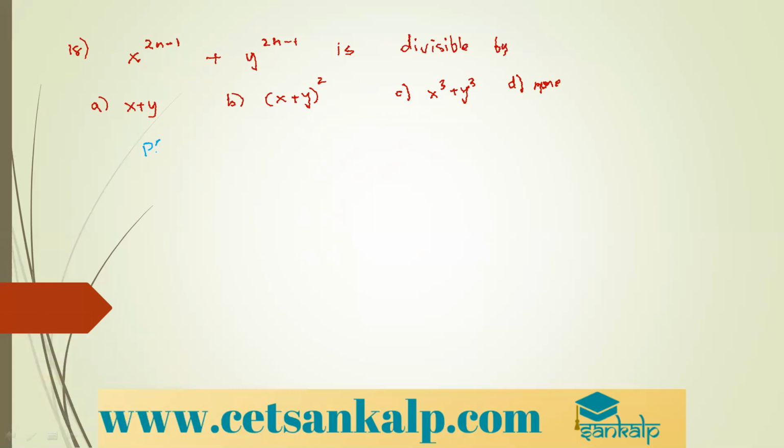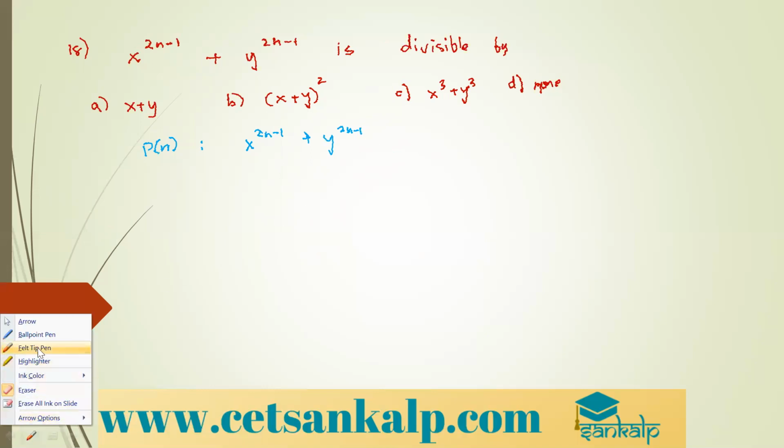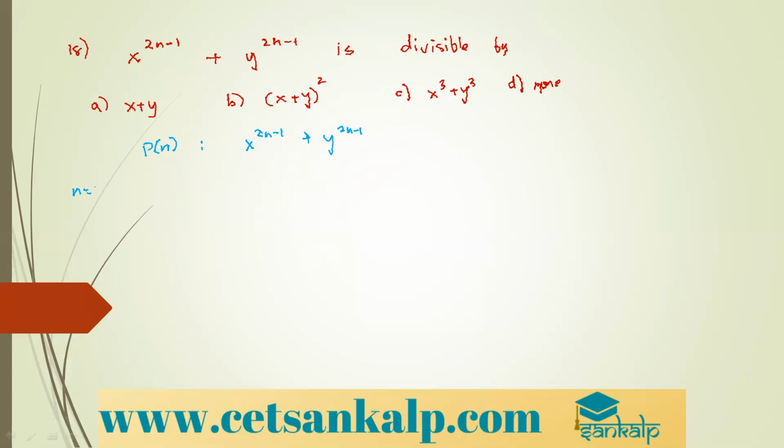So to prove this, we will take P of n statement as x power 2n minus 1 plus y power 2n minus 1. We need not put these brackets. So if I put n equal to 1, P of 1 is x power 1 plus y power 1, because when I put n as 1, I'm getting 1. So this is divisible by x plus y clearly.